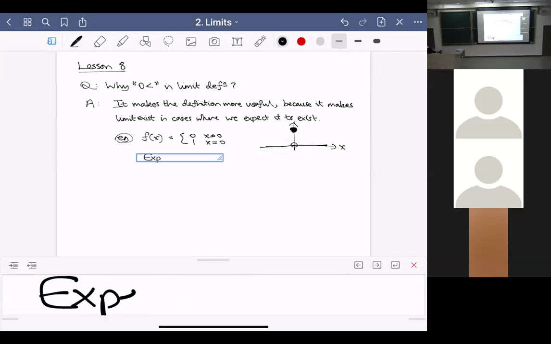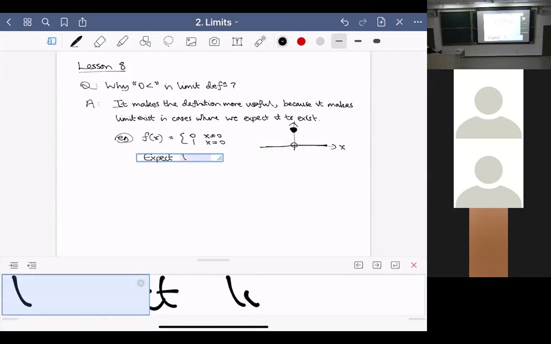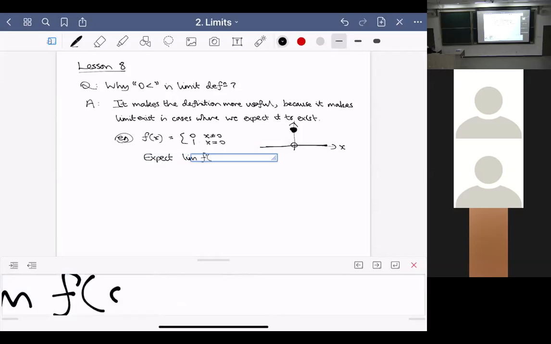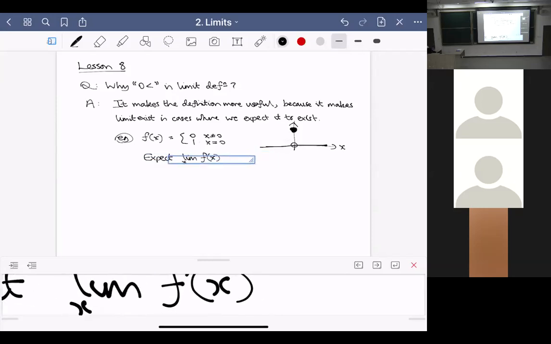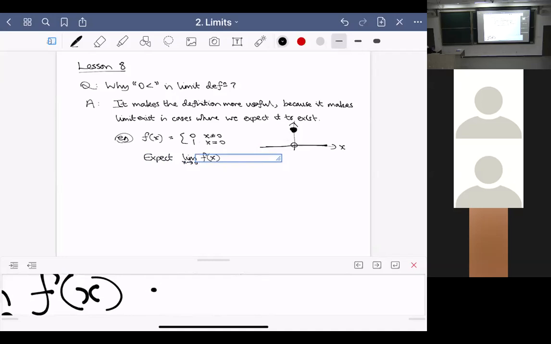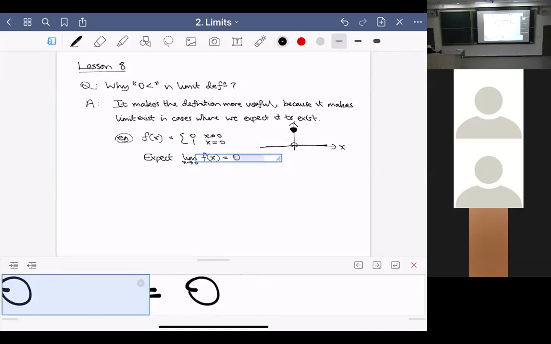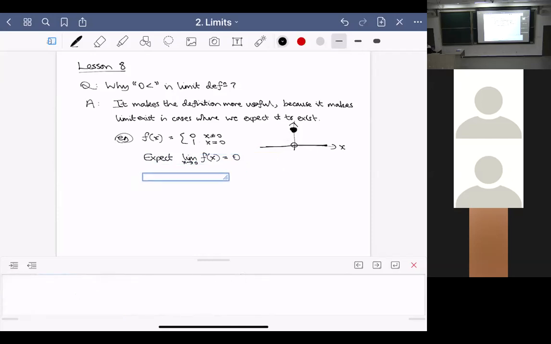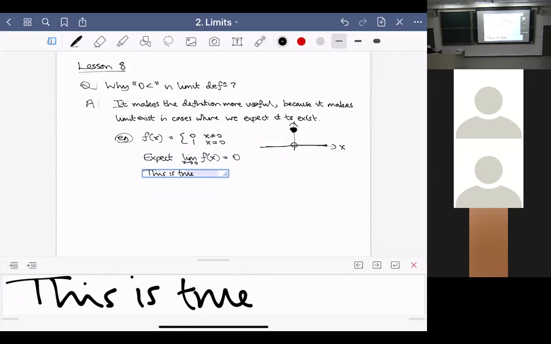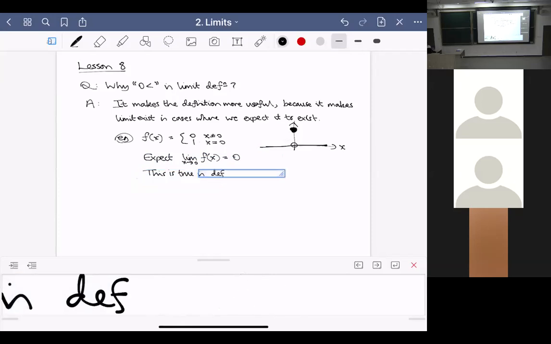So we expect the limit of this function to be 0, because as x approaches 0, the value is always 0. So this is true in the definition given.